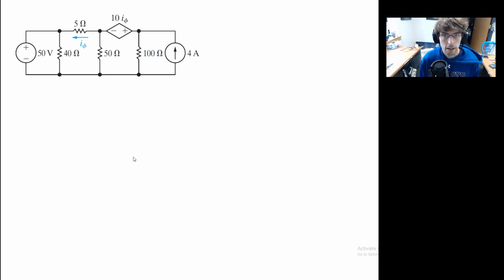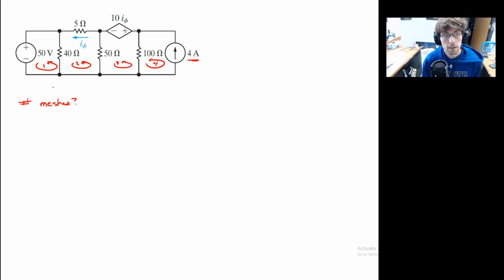Okay, so we need to think about what we need to do. First of all, how many meshes do we need? Usually I think of going counterclockwise or clockwise. I'm going to do this one counterclockwise. So we have 1, 2, 3, and 4. Hopefully you see why I decided to go counterclockwise: it's because this 4 amp source at the end here is going counterclockwise. So I'm just choosing that to make my life easy.